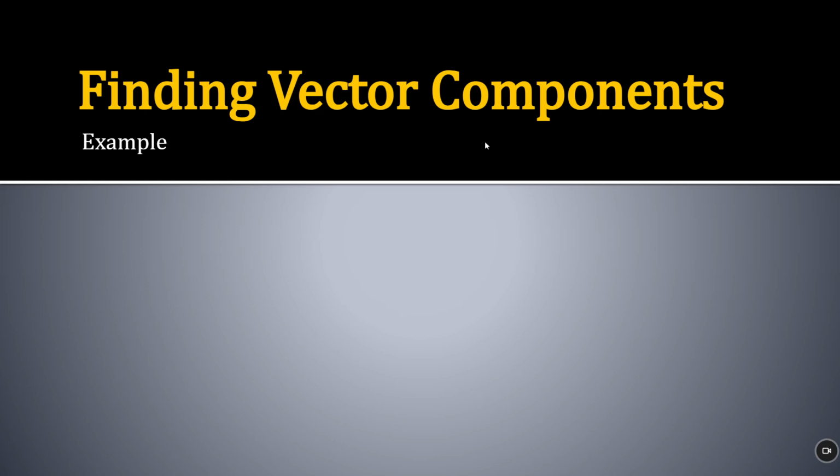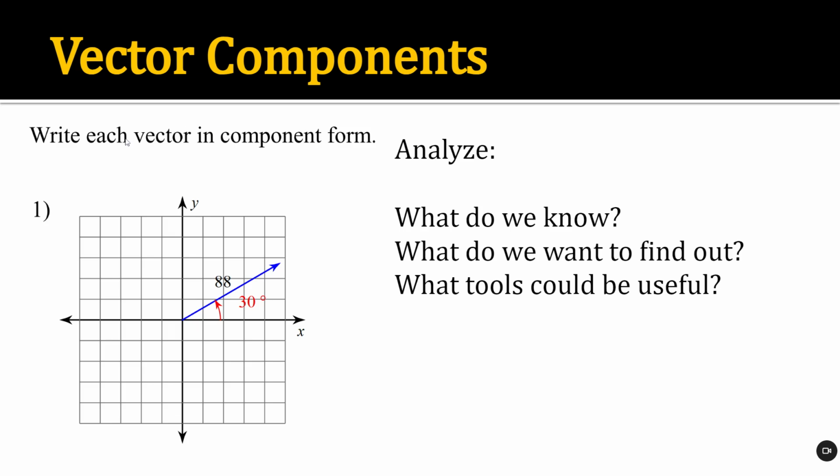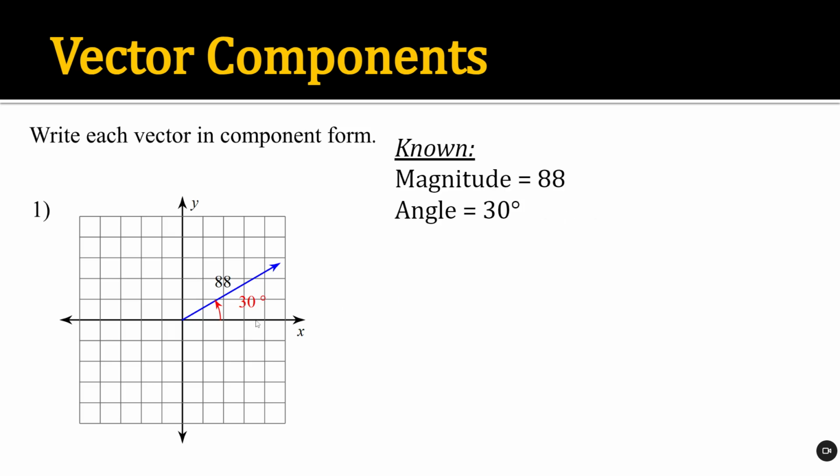Finding vector components. Example. So here's a problem where our task is to write each vector in component form. Let's APEC this thing. Analyze, plan, execute, check. Start with analysis. What do we know? What do we want to find out? What tools could be useful? So analyzing the given problem.